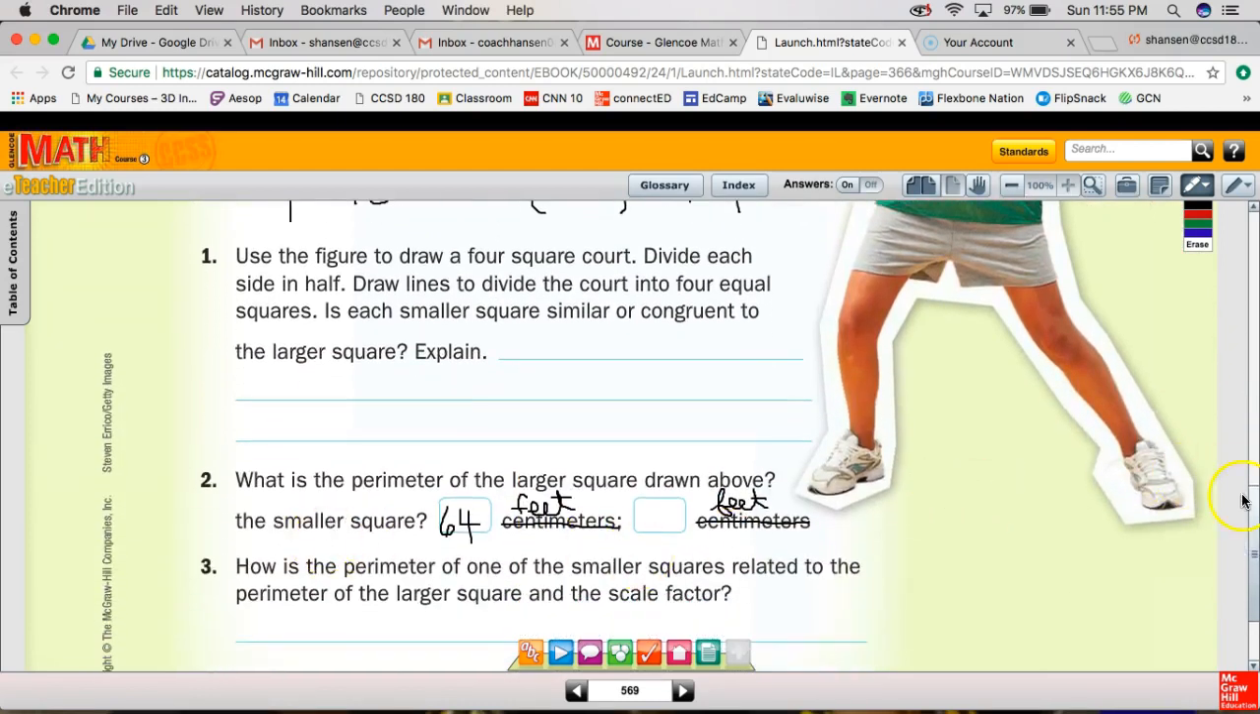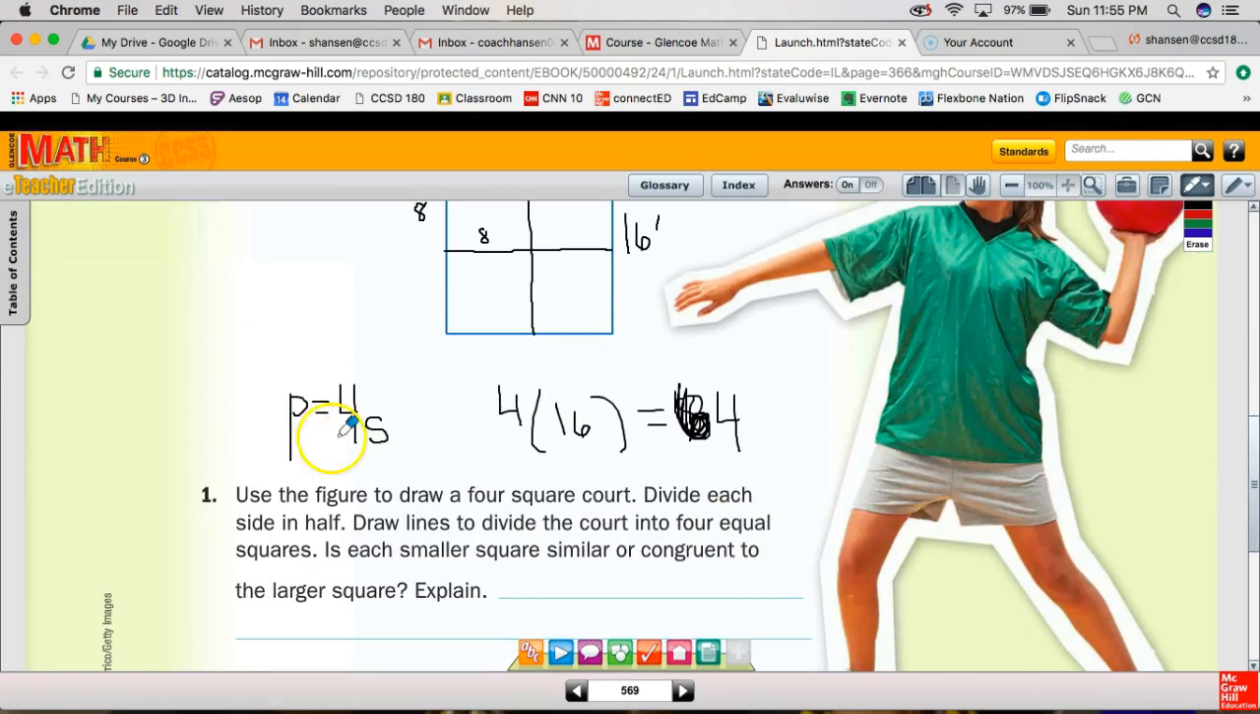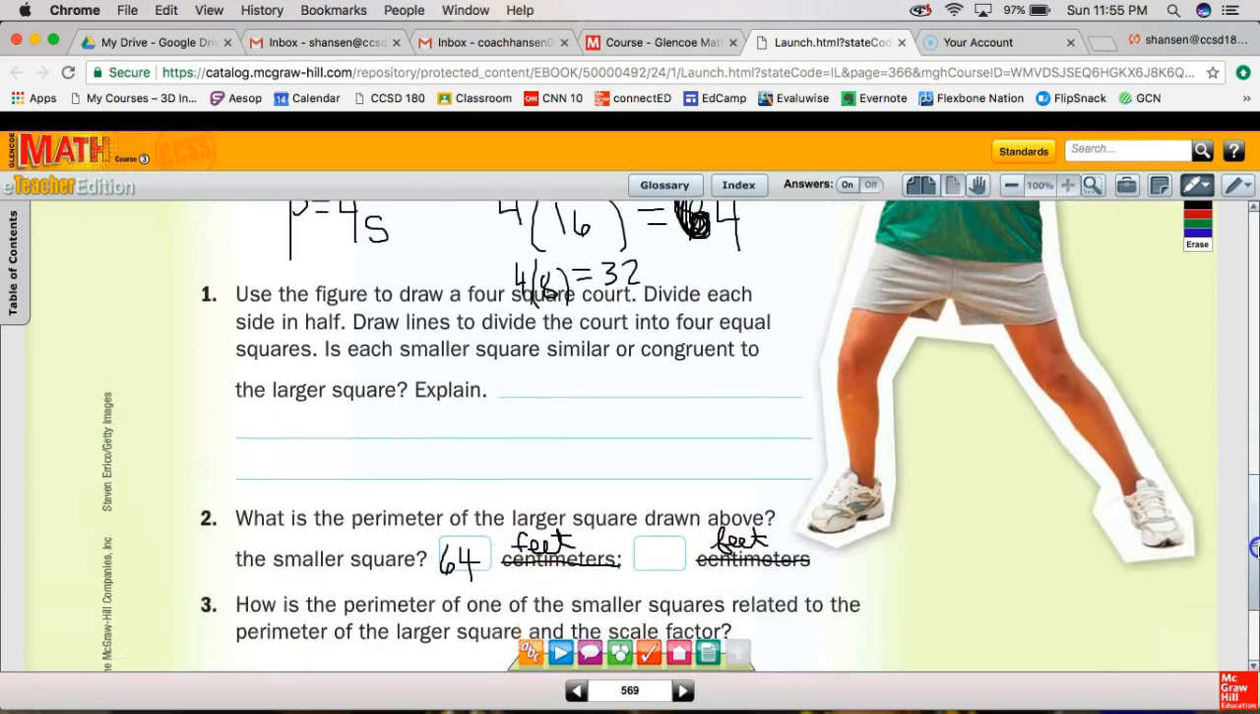The smaller square, okay, so the smaller square is 8 by 8, which means, same formula, different value. And that value would be 8 instead of 16. So for the smaller square, it would be 4 times 8 equals 32. And that would be the perimeter of the smaller square, 32 regular feet. Okay, I apologize. If that didn't make sense, pause the video now and go back.